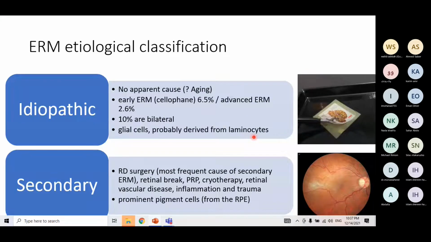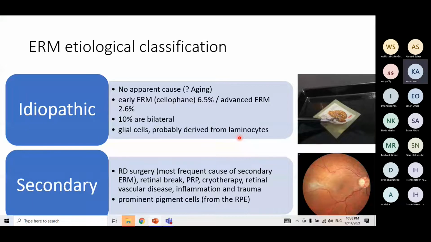Secondary, there is usually a cause for the epiretinal membrane formation, like previous vitreoretinal surgery, laser treatment, or an untreated retinal break, which cause shedding of retinal pigment epithelial cells, and usually those are pigment cells coming from the retinal pigment epithelium and not from the laminocytes. Okay, this differentiation is clear for you.